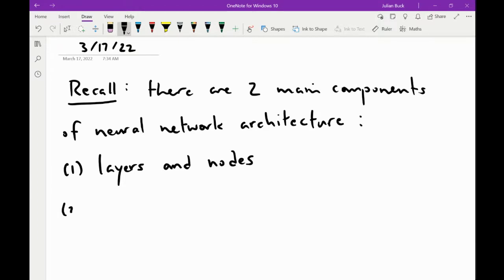And then the second component, which really adds a lot of the flexibility and variety to the way the neural network behaves, is the choices of the activation functions. Now, as we'll see, of course, there's more to a neural network than this. There's the actual algorithmic aspects, but if you think of it as a physical network, these are the physical components.